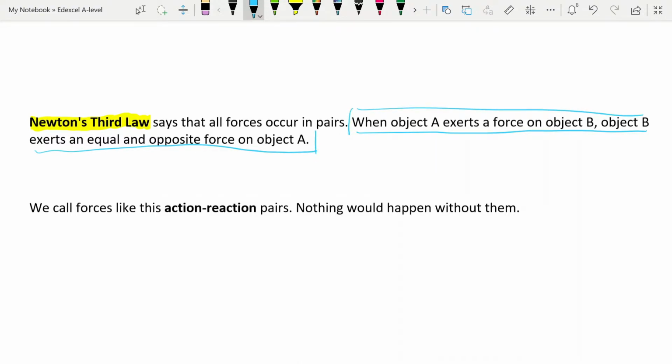And of course, when we have pairs of forces like this, we call them action and reaction pairs. So your action is to push the ground backwards, and the reaction from the ground is to push you forwards. Nothing, and I cannot emphasize this enough, nothing happens without this first step.